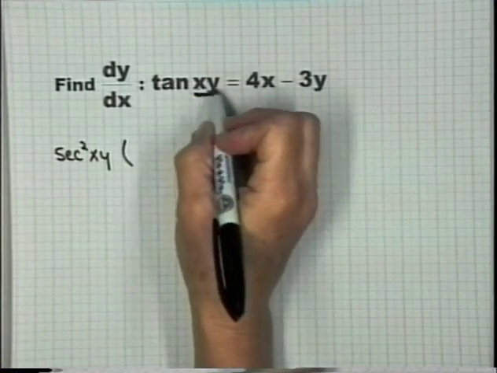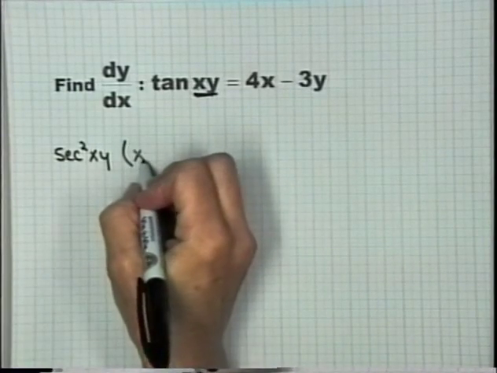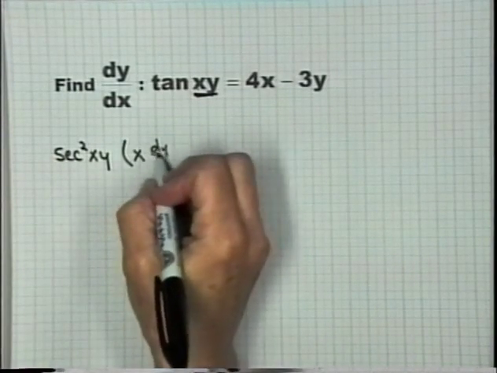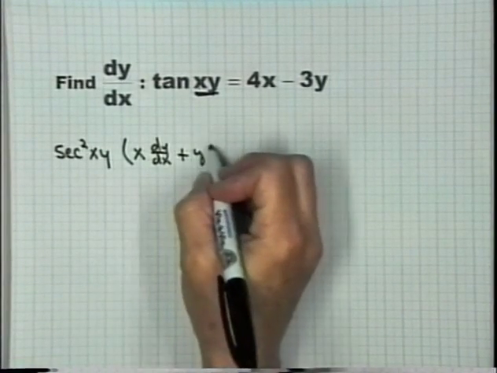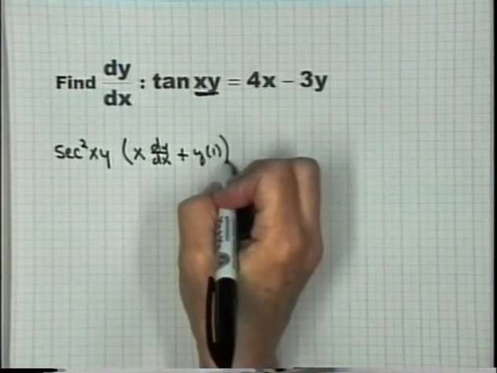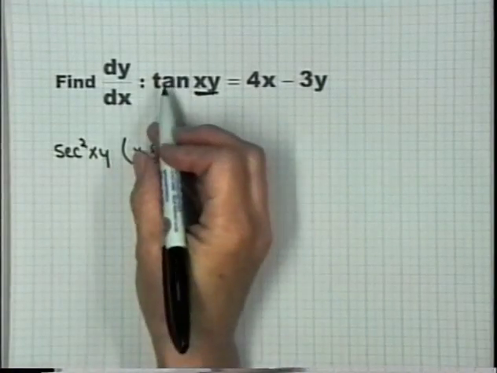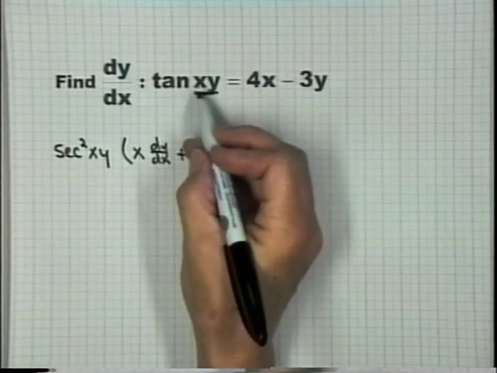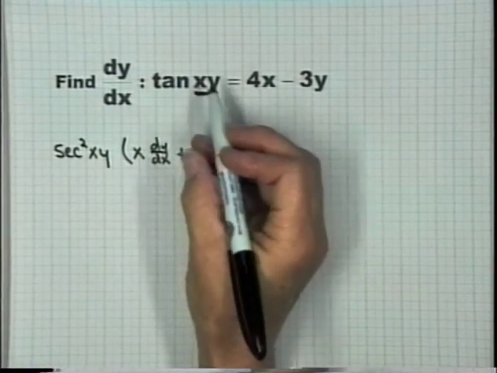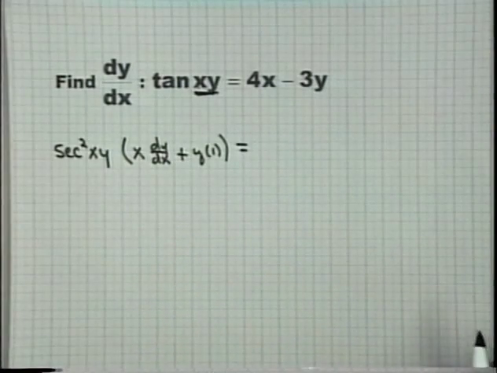We're going to need to do a product rule here on this argument. First is x times the derivative of the second, dy/dx, plus the second function y times the derivative of the first, which is 1. The derivative of x with respect to x is 1. So we did the derivative of tangent is secant squared, same argument. Chain rule says take the derivative of this argument, but that was a product, so we had to do product rule. First times derivative of second plus second times derivative of first.